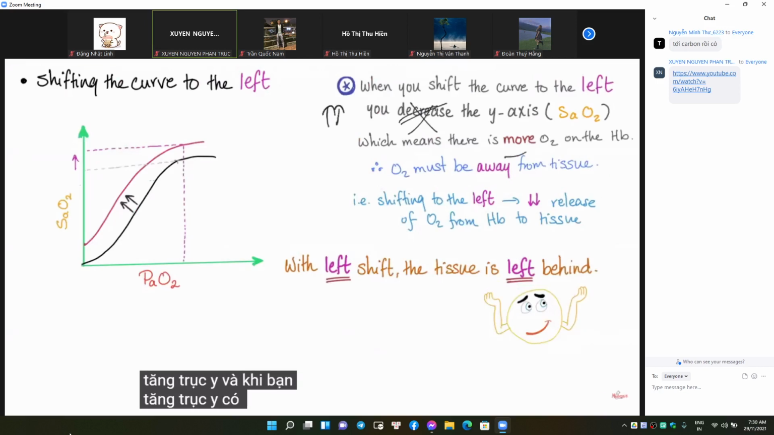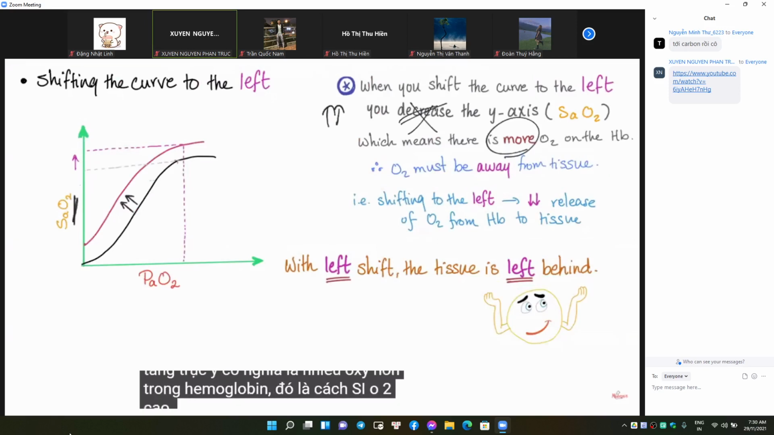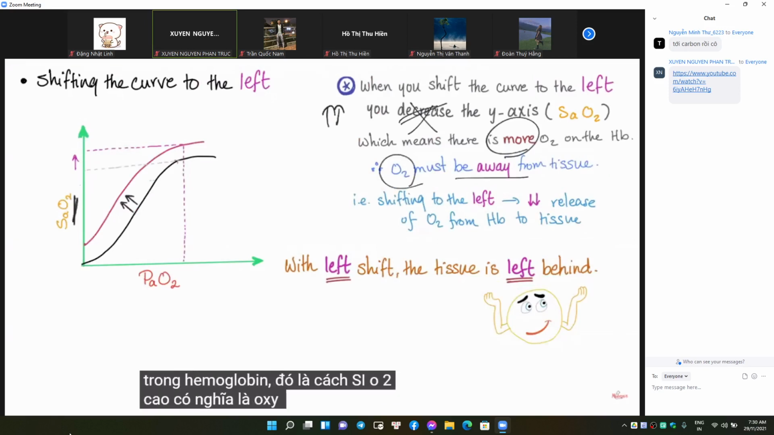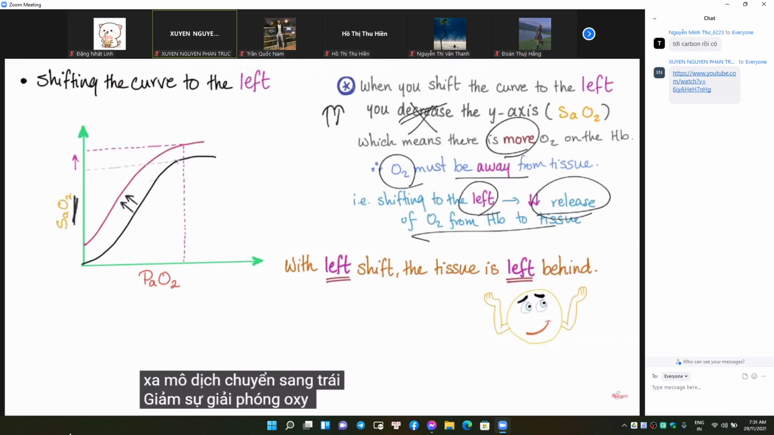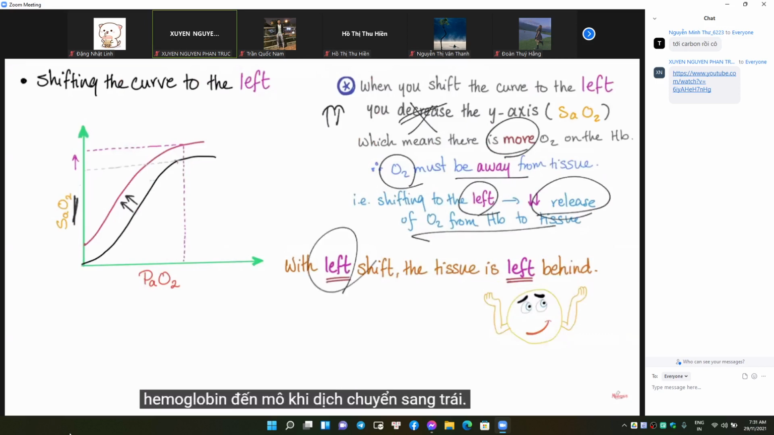And when you increase the y-axis, it means more oxygen is on the hemoglobin. That's how SaO2 is high, which means oxygen must be away from tissue. Shifting to the left decreases the release of oxygen from hemoglobin to the tissue. With left shift, the oxygen is left behind.